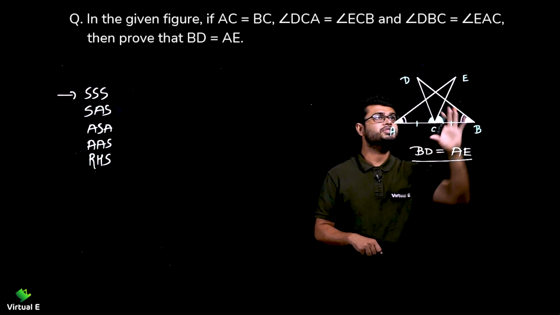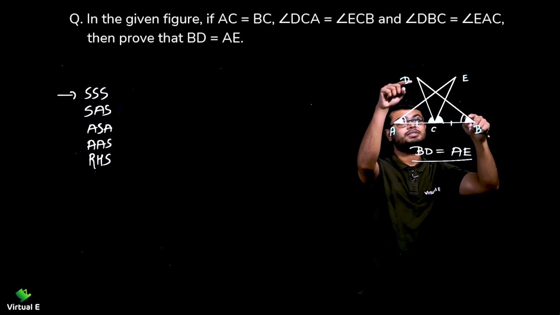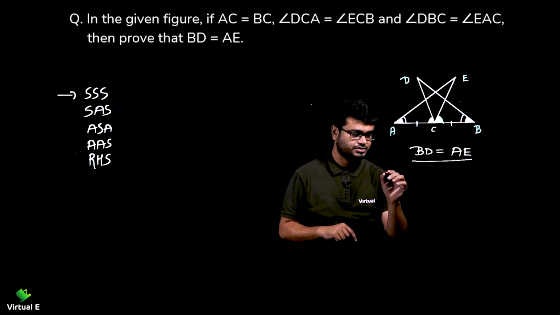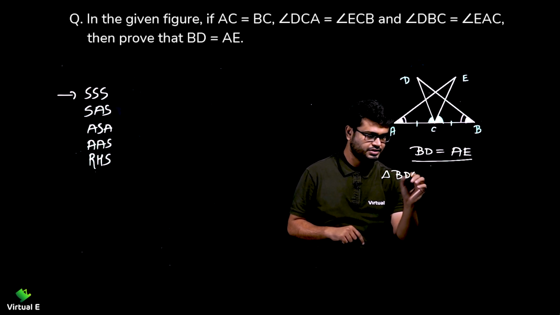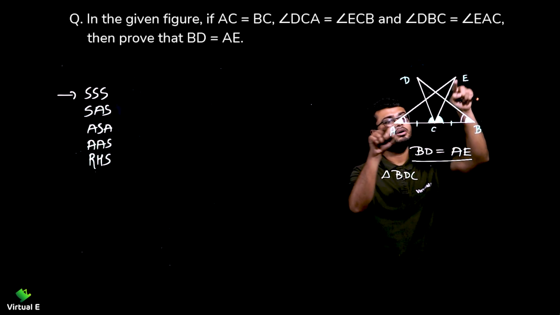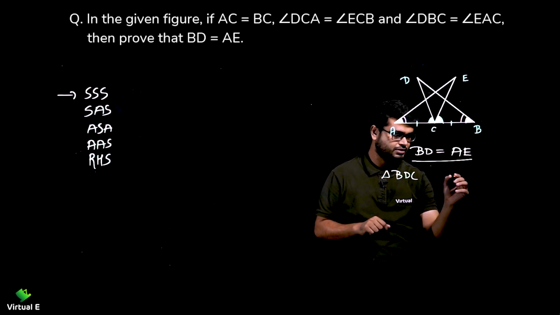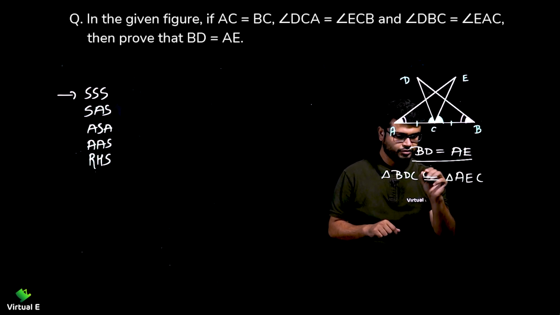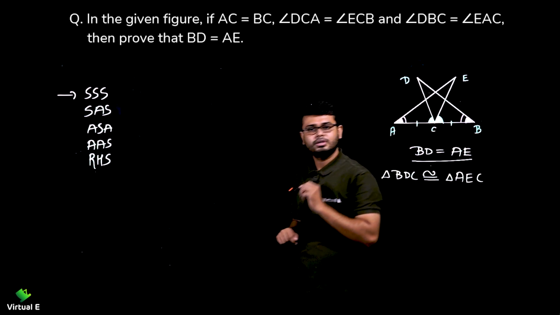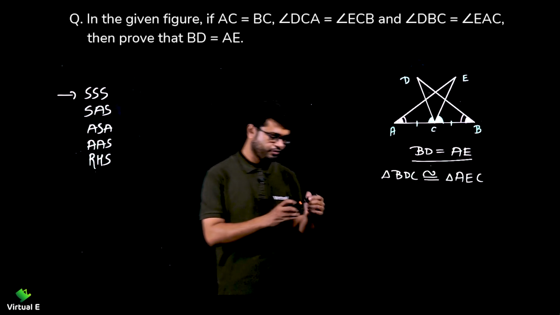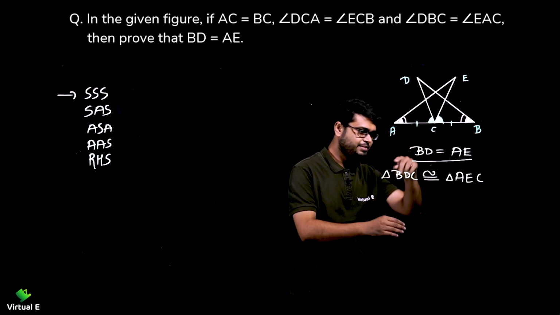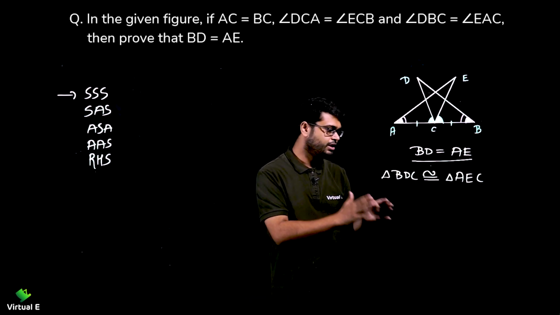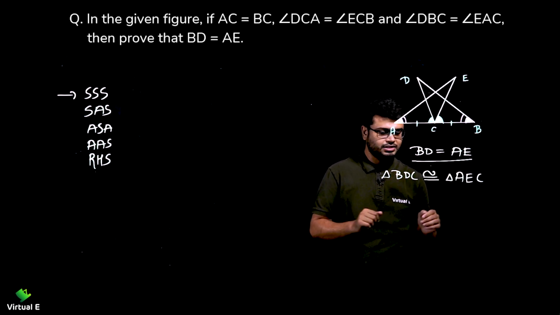So BD belongs to which triangle? BD, this side is there, so it will be triangle BDC, and AE belongs to triangle AEC. And what we want to prove? We want to prove congruent. So the basic idea: if we can prove these two triangles congruent, by CPCT we can prove BD is equal to AE. So our strategy should be proving these two triangles congruent.